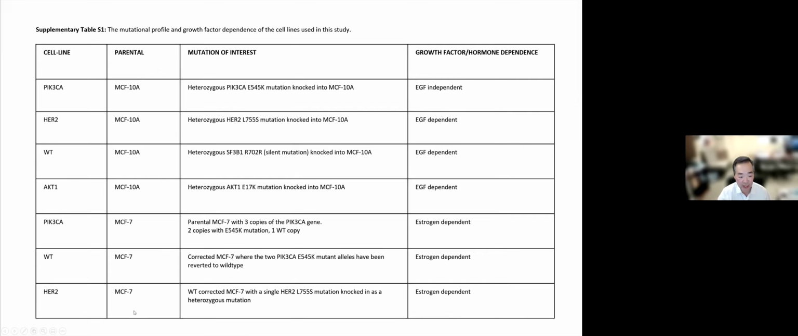On the other hand, these are cancer cell lines down here, MCF7. I already told you that PIK3CA is naturally mutated, and there's 2 copies of that and 1 copy of wild type in the parental. The wild type is the corrected version, where now it has 3 wild type alleles, and then the HER2 takes the wild type corrected and introduces the HER2. And we did also create a double knock-in of the HER2, but that's not going to be shown here.